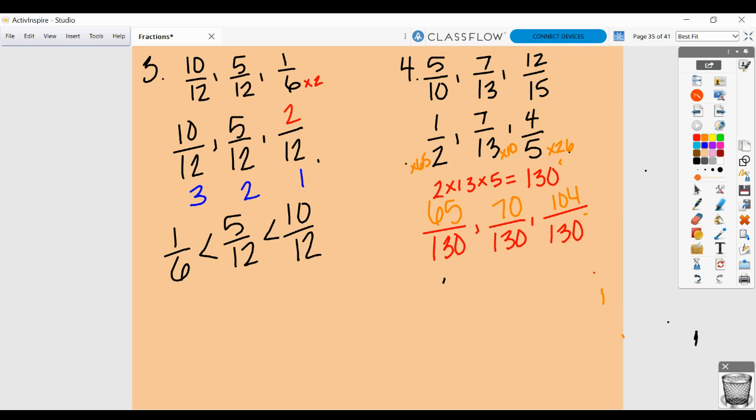So when you put these in order, they're actually already in order. So if you go back up to the original, you would have 5/10, which is less than 7/13, which is less than 12/15.